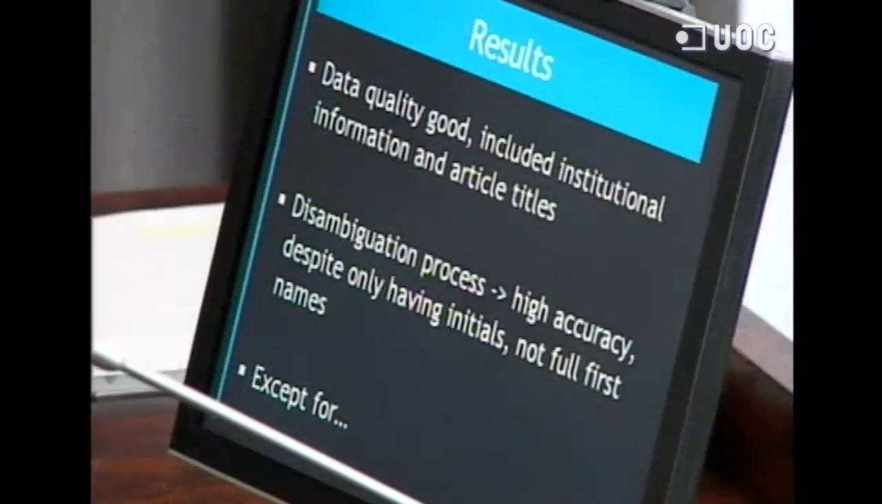And then we have a quality assurance process, which is actually done by a team at the British Library, who are also involved with the NACO name authority files. So these are people who have got a lot of experience in NACO work and name authority work. So they do the quality assurance for us. And it was a good data set. There weren't a lot of duplicates in it anyway. There were some which the process identified, even though we only had initials again and not full first names.